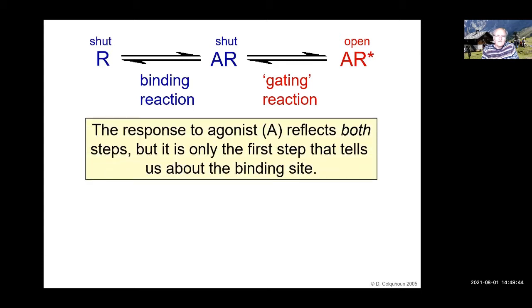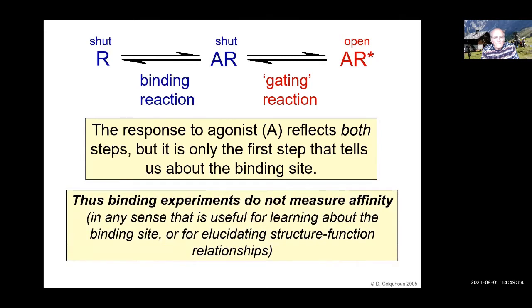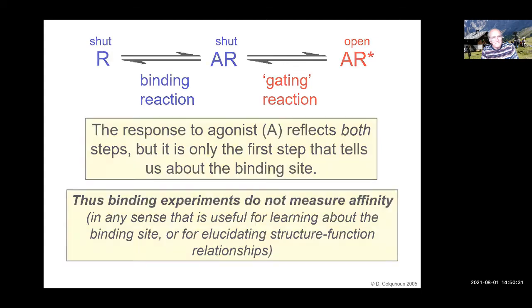So the response to the agonist reflects both steps, but it's only the first step that tells us about the binding site. And for that reason, you can say that binding experiments, which measure binding to both AR and AR star, don't measure affinity. They don't measure affinity in any sense that's useful for learning about the binding site or for elucidating structure-function relations. This is a very old problem, and one still sees people doing a ligand binding experiment and saying that if the binding is changed, that means that the binding site has changed.